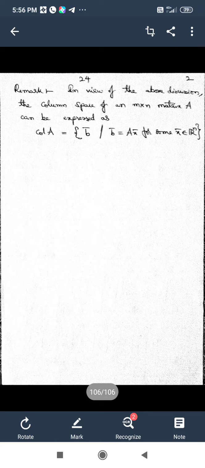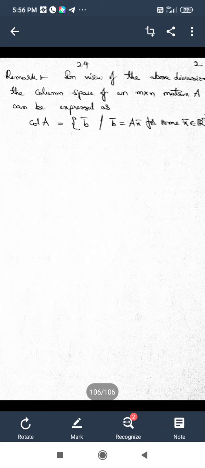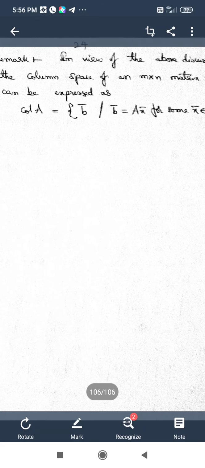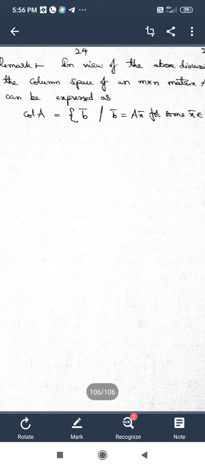So with this we have gone through the basics of the term column space of a matrix. We have seen the definition of it, the different interpretations of the matrix multiplication A x bar is equal to b bar, and the meaning of the system of linear equations in three ways. And this is the final expression for Col A we got here.